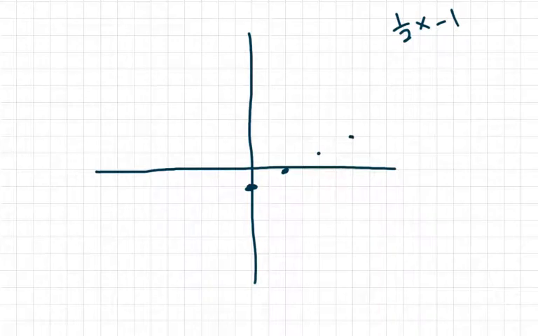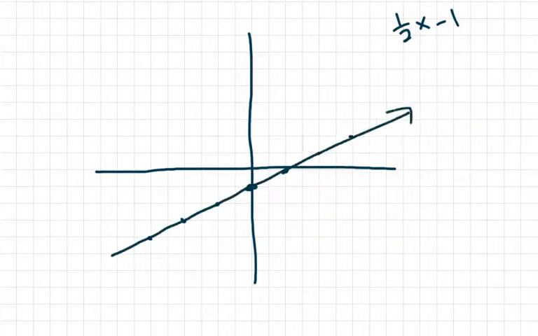Or instead of up and to the right, we could go down and to the left, down and to the left, down and to the left. And we can draw our line. This is f of x.